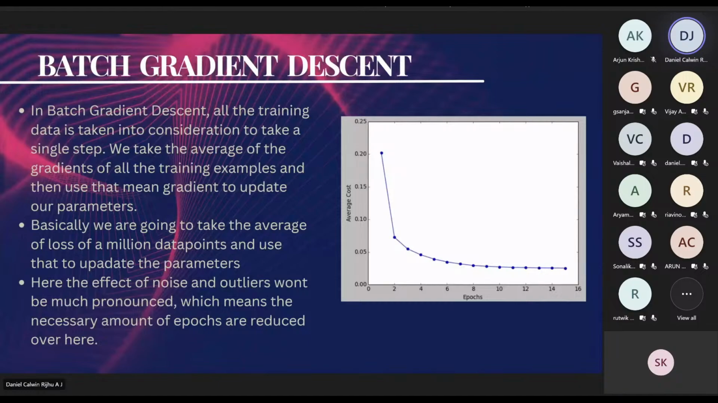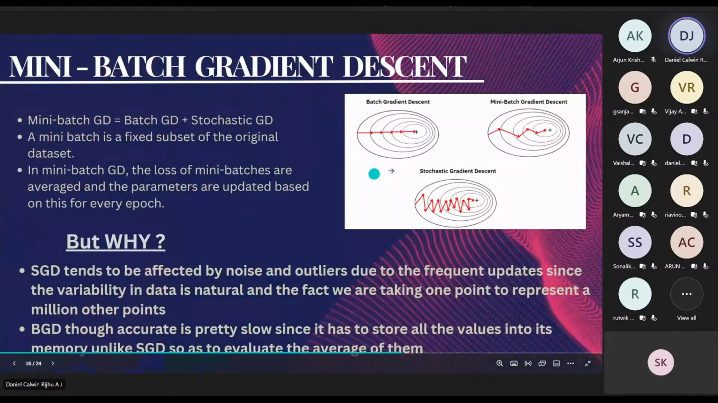So yeah, if you would have noticed, the advantages and disadvantages of both SGD and BGD are complementary, which is to say the advantage of BGD is going to be the disadvantage of SGD and vice versa. So that is why we have the third type of gradient descent, which is called mini batch gradient descent. As you would have guessed by now, mini batch gradient descent is going to be the combination of BGD and SGD. How so?